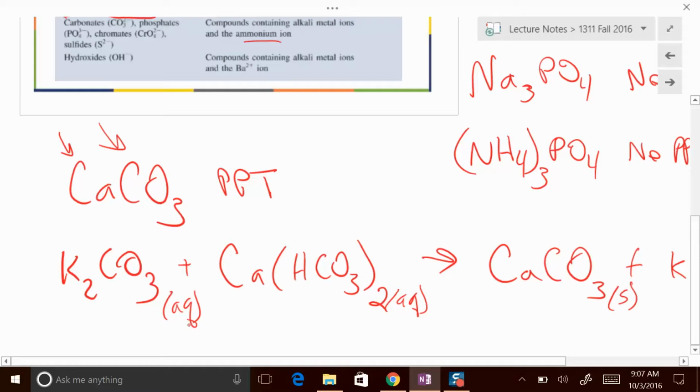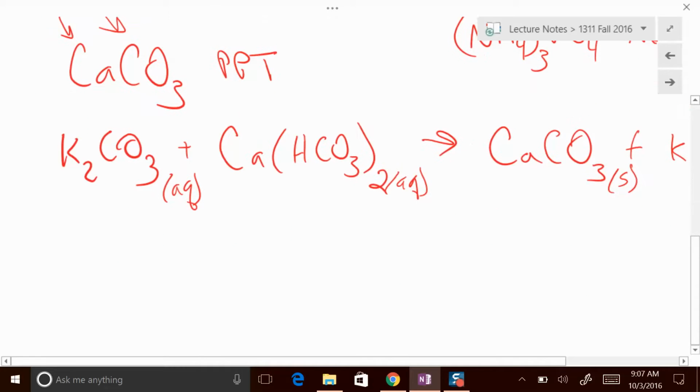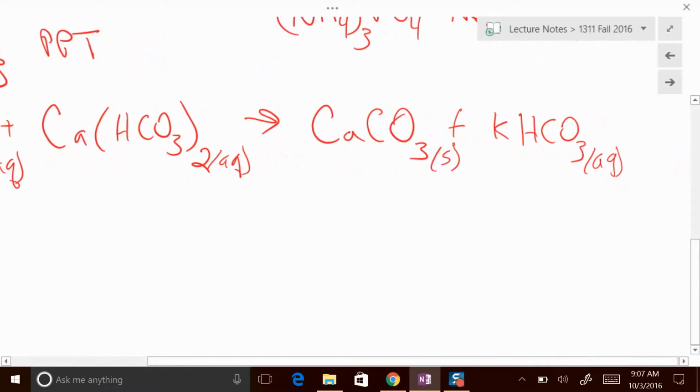Okay, so I will have a test tube of potassium carbonate and a test tube of calcium bicarbonate, and I will put them together and they will form a solid calcium carbonate precipitate, and it will come out of solution as a solid. What would the net? So my net ionic equation, then, I would have to balance this.